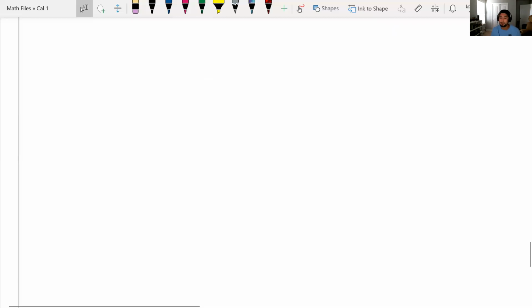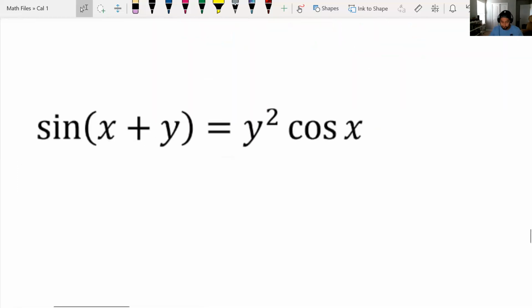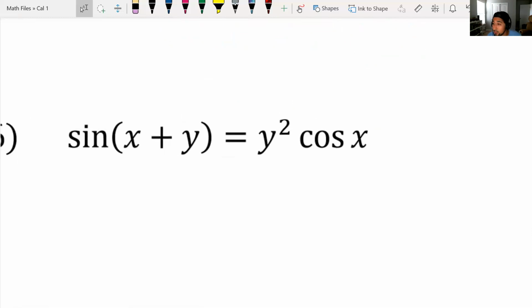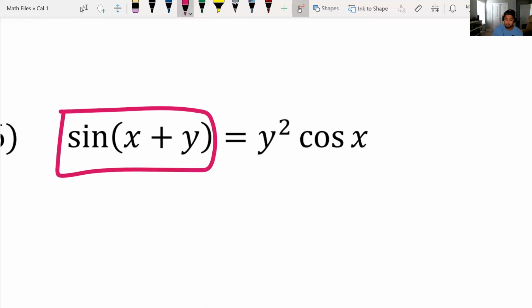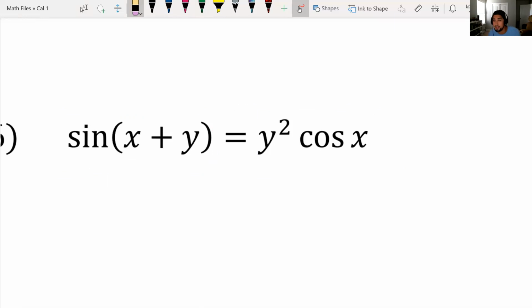Oh, is this the last one? Wow, yep, that is implicit. Okay, so number 6 is important. So you have sine of x plus y equal to y squared cosine x. Well, this problem is going to use chain rule on the left side and product rule on the right side. Also while being implicit. Right? So we're going to have a chain product implicit derivative here.